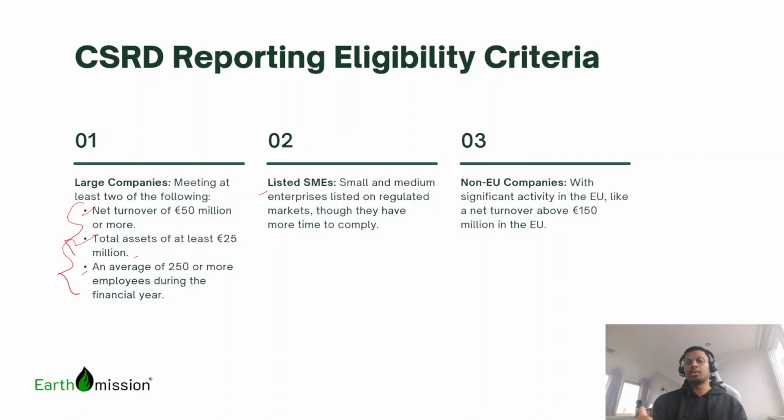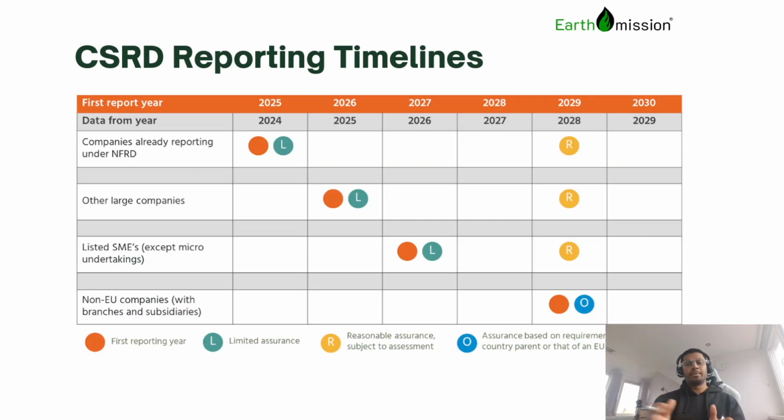and they have a net turnover above 150 million in the EU. So they are also eligible for doing a CSRD. So this is basically the timeline for CSRD reporting. You can also see, like I mentioned, that it starts with 2025, but they have to report from 2024 data onwards. So companies already reporting under NFRD.